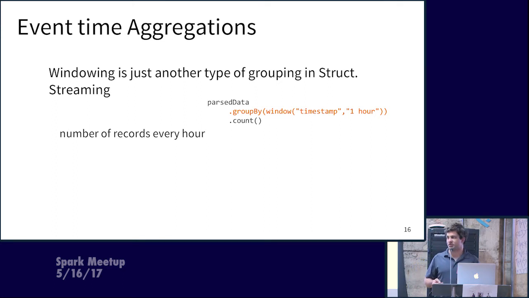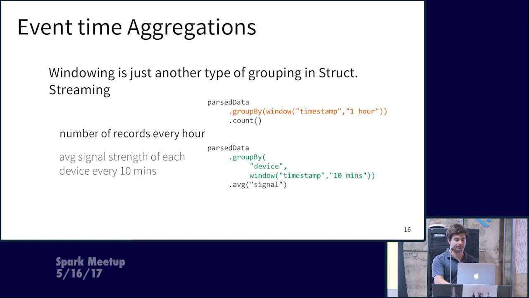Basically, windowing is just another UDF in Spark. So it's another group by expression that you would write in structured streaming. You would have a timestamp column, and you would window it by, for example, 1 hour. This does a 1 hour tumbling window, and then you could aggregate your values on top of this. If you wanted to calculate something like the average signal of each of your sensor devices every 10 minutes, you could also group by device in addition to the windows, and then it all works as expected.